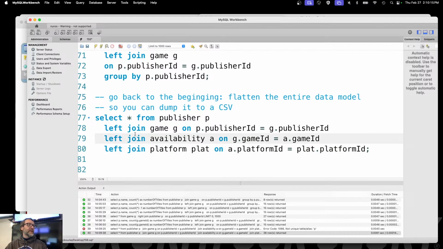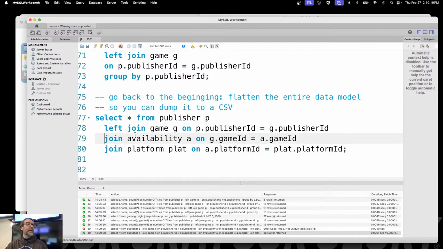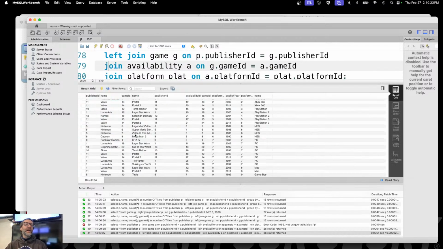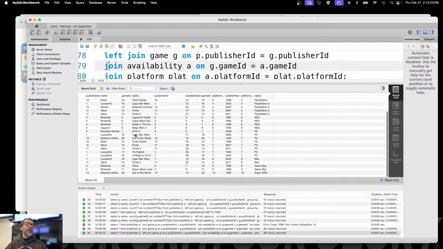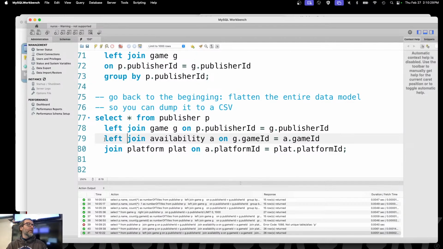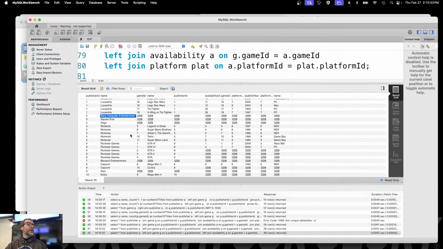Why? Because if I only did a left join from table A to table B, but not from table B to table C, they get cut out at that point. And I still don't have Sony Entertainment. I have to do a left join all the way over. Left join, left join. Right? And now I've got Sony Entertainment, but they've been joined to nothing because they have no games, and no games means no availability on any platform.